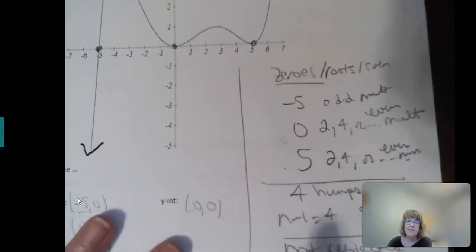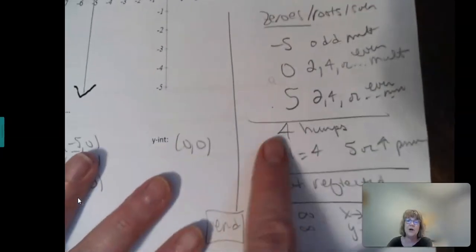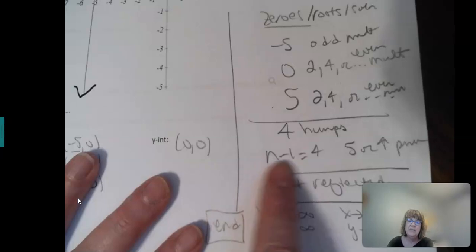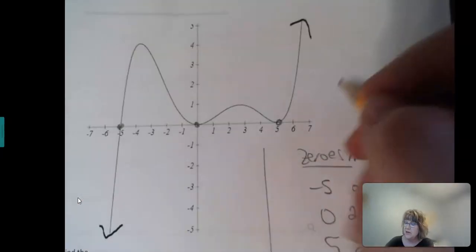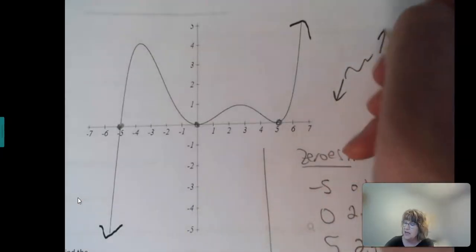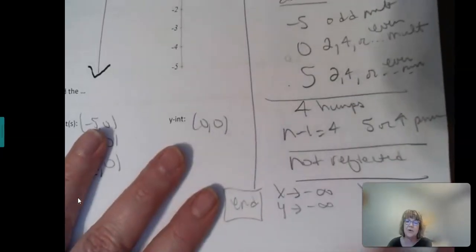Okay. Then it asks how many changes in direction. So 1, 2, 3, 4. So 4 humps or changes in direction. N minus 1 is 4. That means it has to be 5 or higher power. It is not reflected. Do you see how this is kind of a disco-y looking thing going kind of in the positive way? So this is going to be an odd overall power.